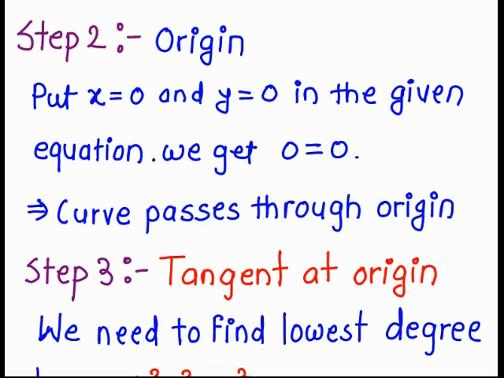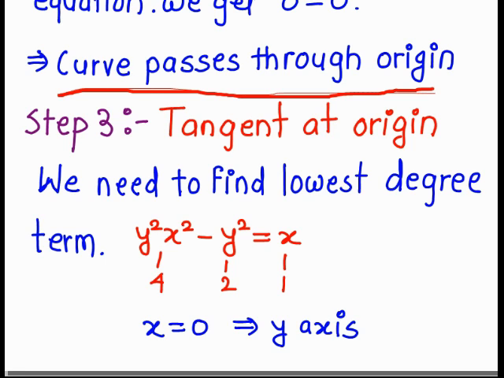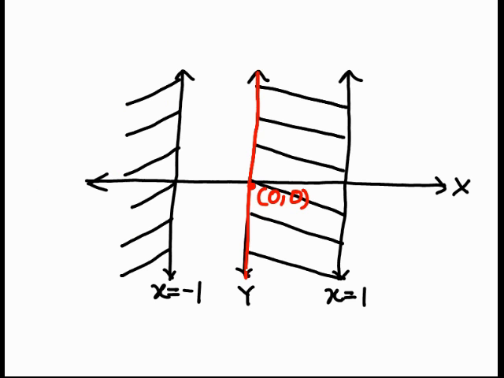From step 2, we need to check whether the origin is a point on the curve. If you observe here, we get the curve passes through the origin. From step number 3, we need to find the tangent at origin, and we get the y-axis is nothing but the tangent at origin, and the behavior of the curve at origin is as shown.